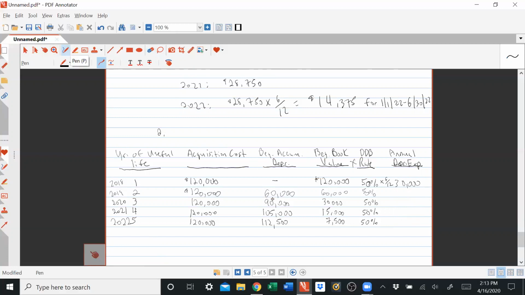So what's the balance in accumulated depreciation at the beginning of 2019? It's 30, not 60. So what's the book value at the beginning of 2019? It's 90, not 60. So what's the depreciation during 2019 for the whole year, for all 12 months? 45,000, right? These numbers are all going to change. This is going to change. This is going to change.